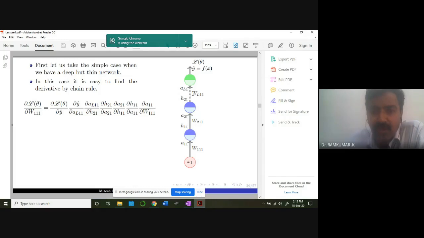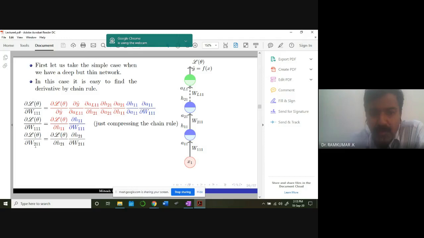And then the A_L1 is being affected by H_21. So you are taking ∂A_L1 by ∂H_21 and then ∂H_21 by ∂A_21, then ∂A_21 by ∂H_11, ∂H_11 by ∂A_11 and ∂A_11 by ∂W_111. So the final one, this one. Okay, so here this is the overall scenario. This is just compressing the chain. Take out all this, we will write this. Okay, so ∂L(θ)/∂W_211 can be written in a similar way. For every node you can write like this.